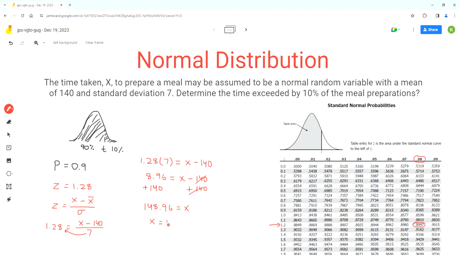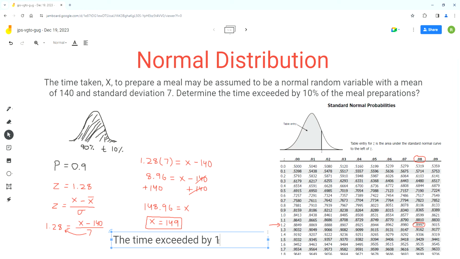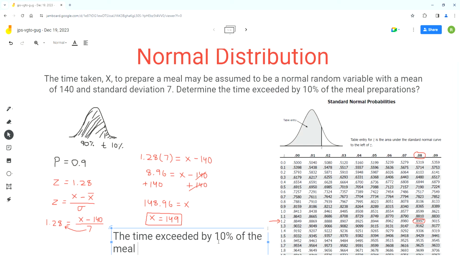149 if the given rounding instruction is nearest whole. Otherwise you can do the rounding as per the given rounding instruction. So this should be the final answer for this problem, and we can write a closing statement to summarize our answer. So the time exceeded by 10% of the meal preparations is 149 units.